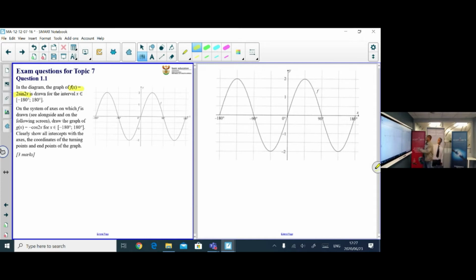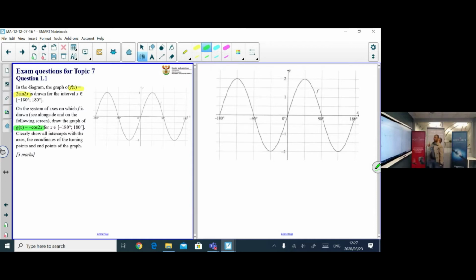Draw the graph of g of x equals minus cos 2x for the same domain. Clearly show all intercepts with the axes, the coordinates of the turning points and end points of the graph. So you are being challenged to draw your own, since one of the graphs is already drawn for you.